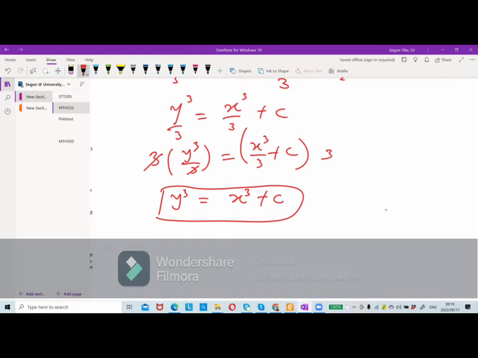Anybody? Cube root of both sides. You said? Cube root of both sides. Thank you. You can take cube root of both sides.